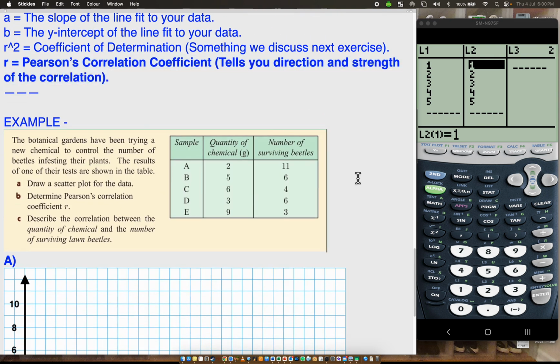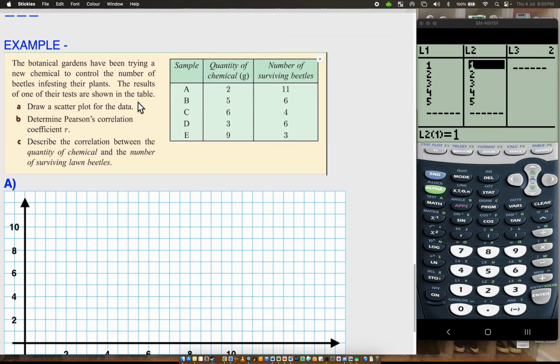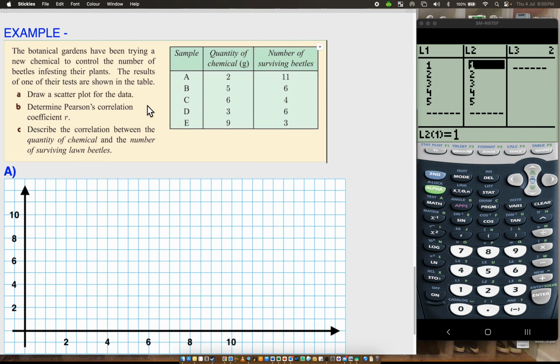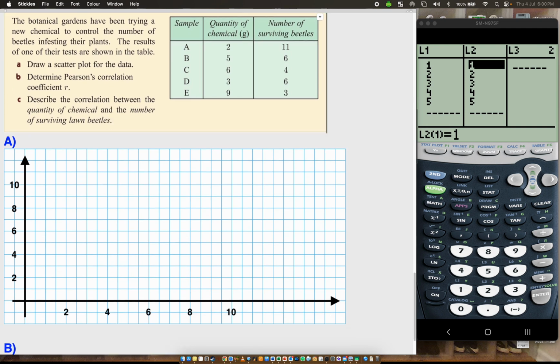So let's do an example here. The botanical gardens have been trying a new chemical to control the number of beetles infesting their plants. The results are shown in this table. Draw a scatter plot for the data.